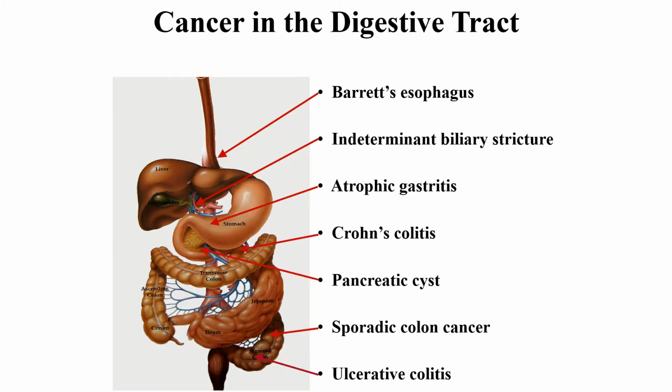So cancer in the digestive tract arises from a number of conditions that increase the risk for malignant transformation. These conditions include Barrett's esophagus, indeterminate biliary strictures, atrophic gastritis, Crohn's colitis, pancreatic cysts, sporadic colorectal cancer, and ulcerative colitis. Cancer arises from the epithelium, which is the thin lining of tissue on the inside of the hollow organs that can be accessed directly with medical endoscopes.